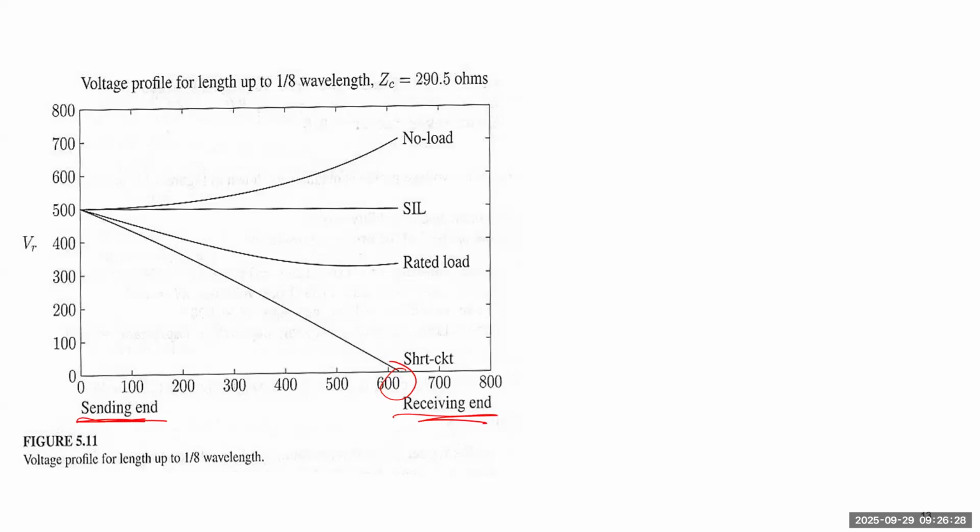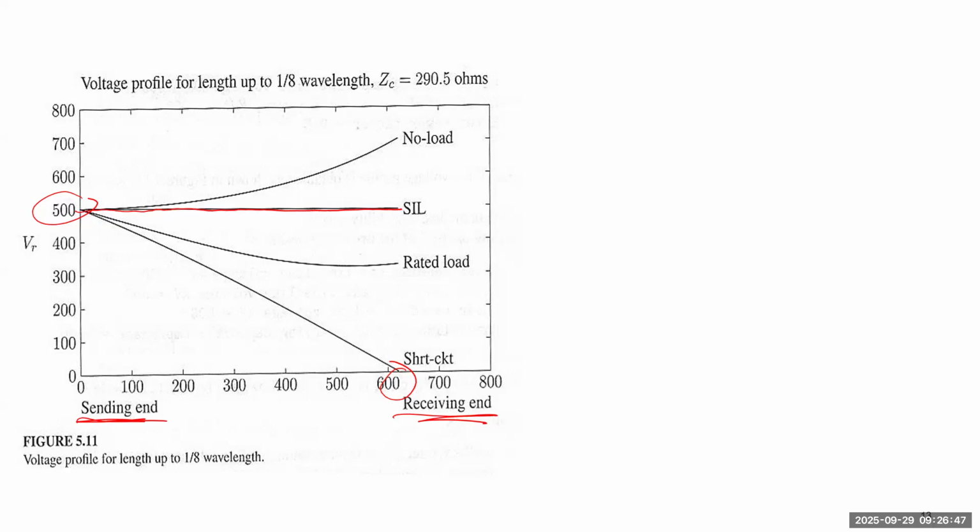So when you have surge impedance load on the receiving end, the voltage for this case of a 500 kV line will be flat everywhere along the line. The voltage will be the same. If you measure the voltage at any point, the magnitude will be the same, exactly 500.